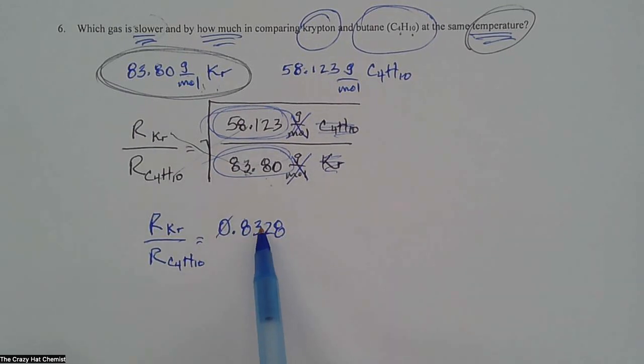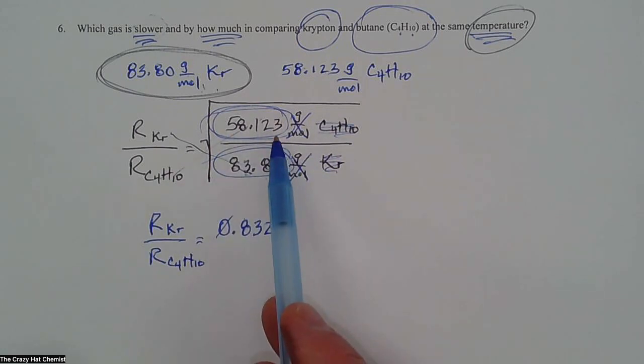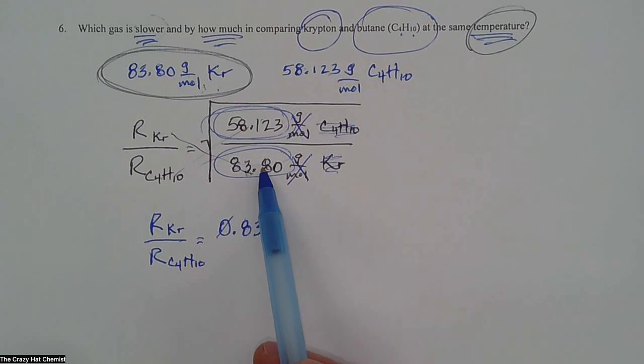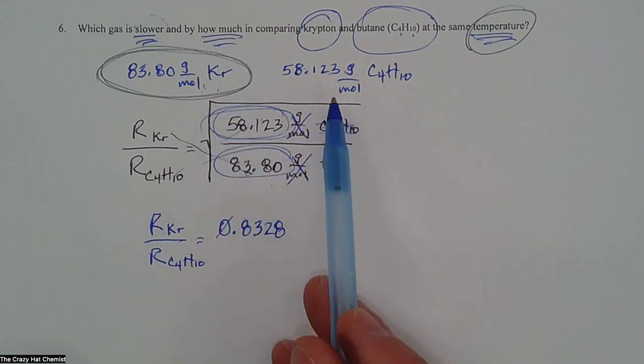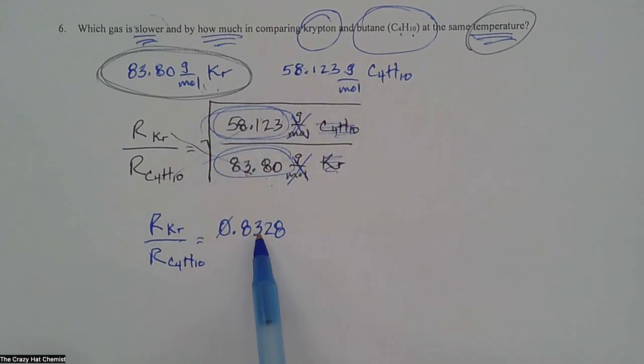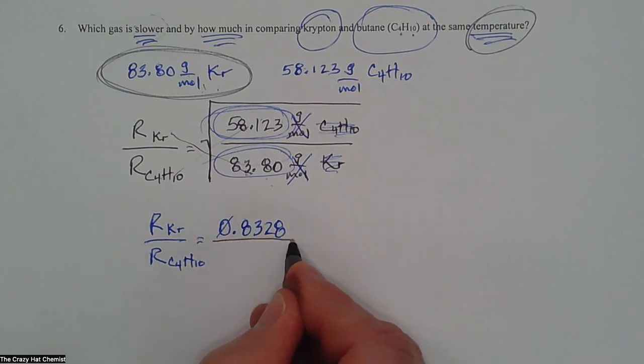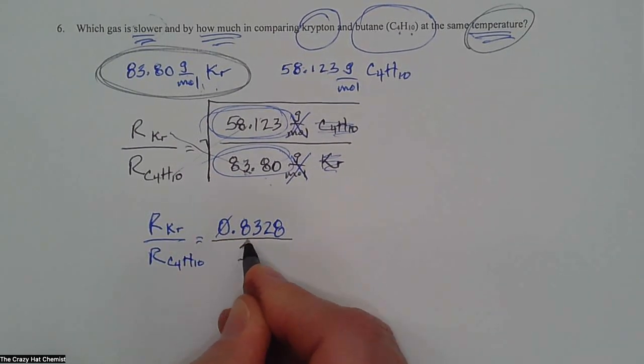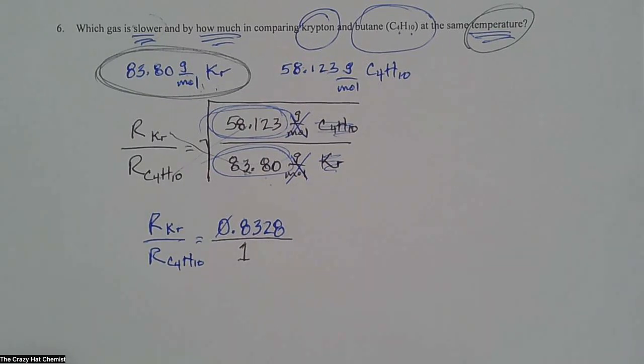When I get a number that is less than 1, when I plug into this here, that's 58.123 divided by 83.80, square root of that, and I get 0.8321. When I get a number that is less than 1, that tells me that that gas is slower. And then what's the denominator of this? That is 1. All right, so hopefully that makes sense.